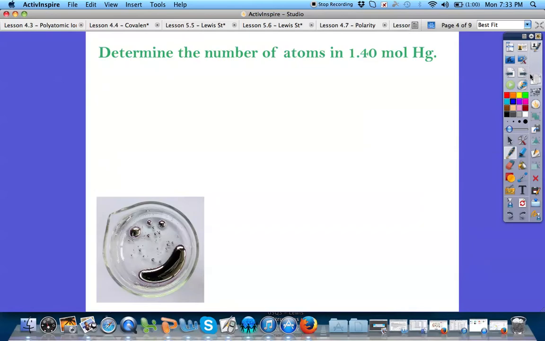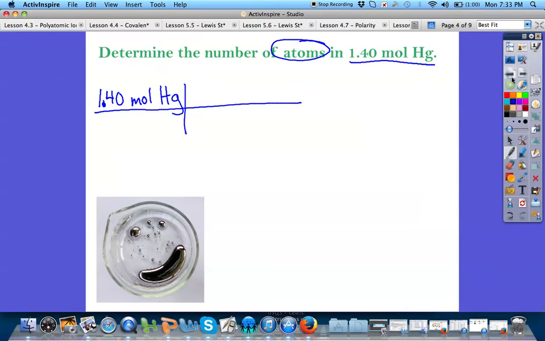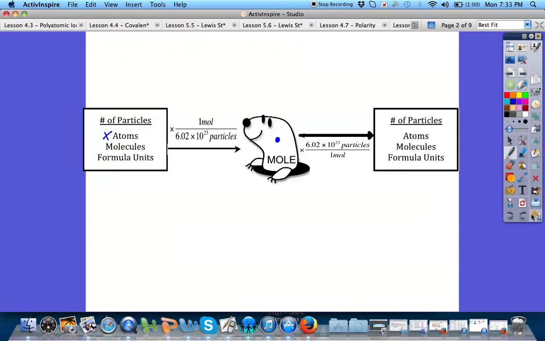Our next problem asks us to determine the number of atoms in 1.40 moles of mercury. So we're given 1.40 moles of mercury. We want atoms. So now, if we look at our mole map, we are now starting at moles, and we want to go to atoms. So our conversion factor is going to be 6.02 times 10 to the 23rd atoms over 1 mole.